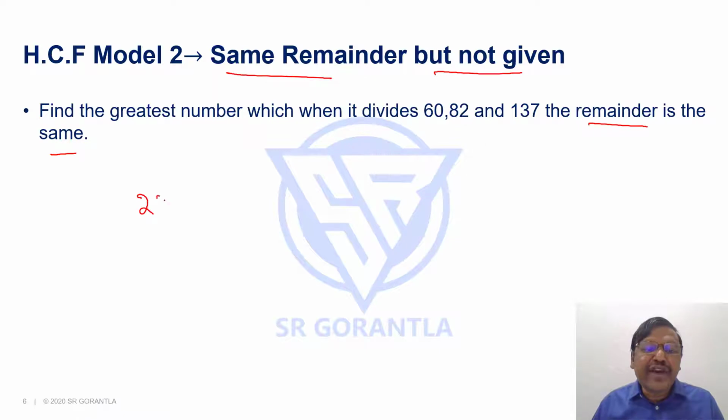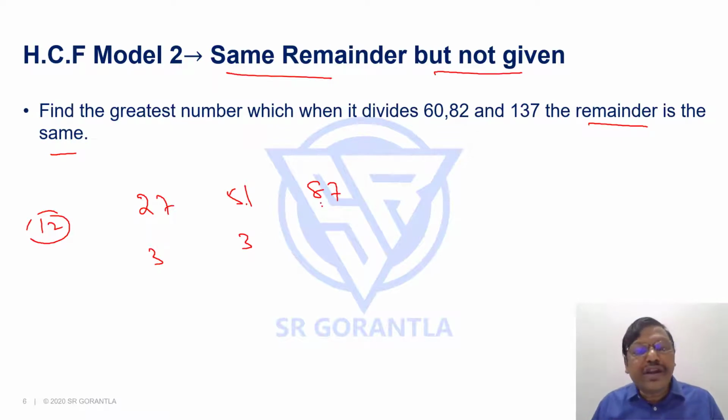Say 27 when divided by 12, what is the remainder? Remainder is 3 when divided by 12. Let's take 51 when divided by 12, what is the remainder? Yes, 3. 12 4s are 48, remainder is 3. Let's take 87 when divided by 12, what is the remainder? 12 7s are 84, remainder is 3. So 12 divides 27, 51, 87 with the same remainder.